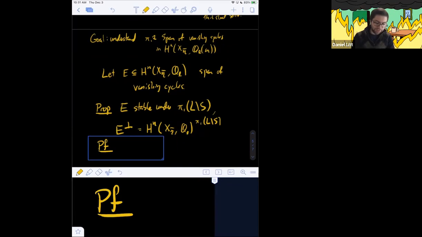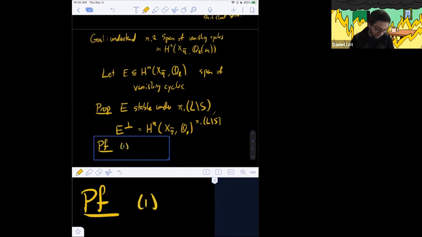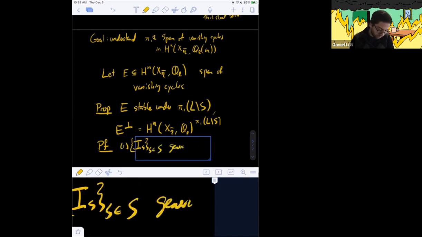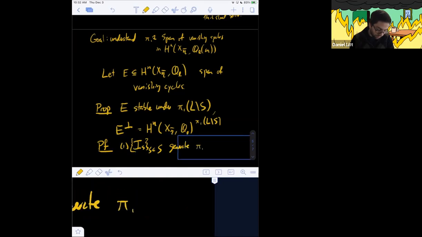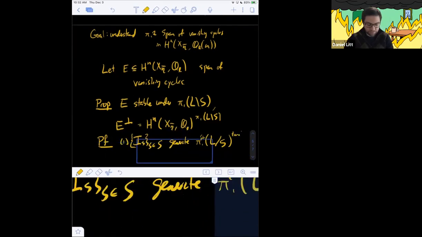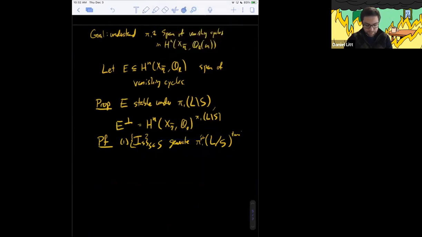Yeah, so Jose says to use Picard Lefschetz. That's exactly right. Let's check. The first observation is to note that the IS generate pi1 of Étale of L minus S. Well, there's a little subtlety here. Really one needs to put tame here, but for the purposes of this, yeah.